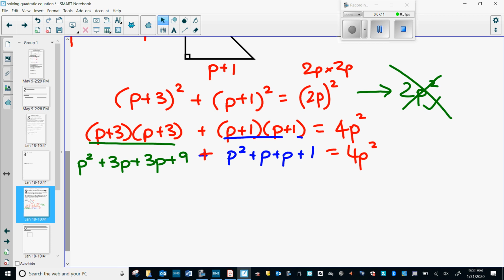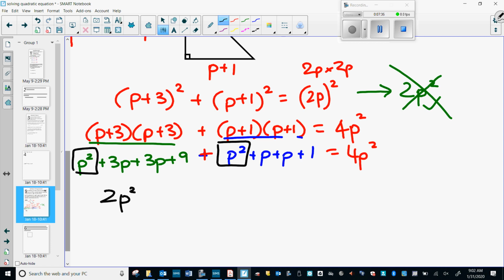Collecting like terms. Let's just deal with the left hand side first. I've got p squared plus p squared. They're plussing, so it's 2 plus 2. So remember, your term is p squared. That's 2p squared. Can I do the next one?